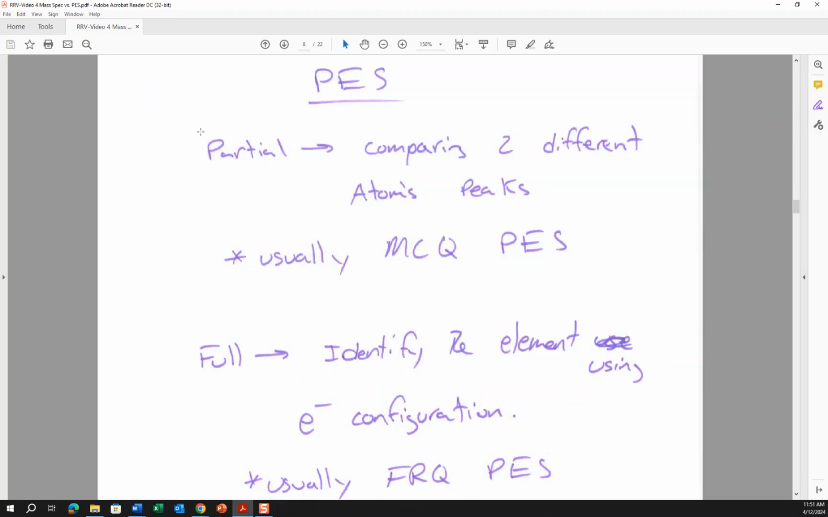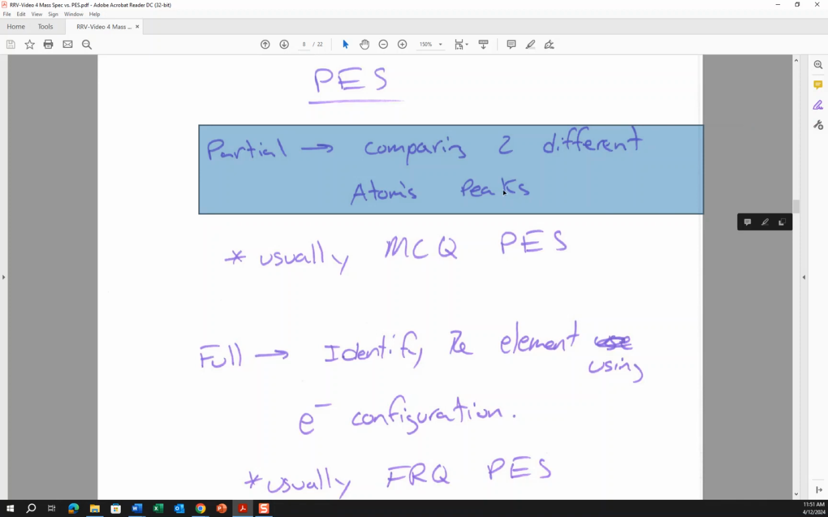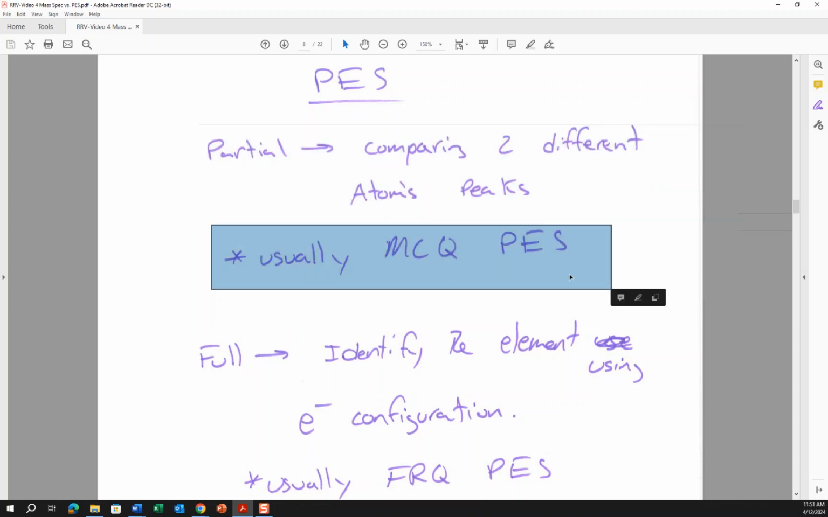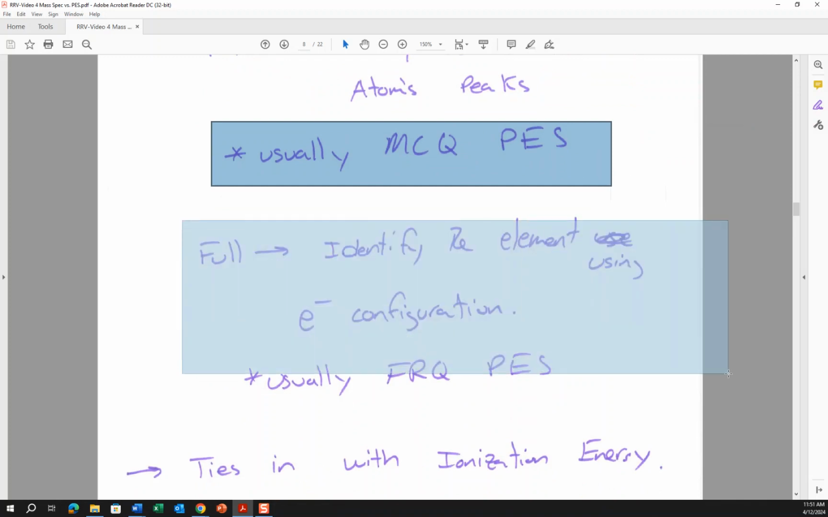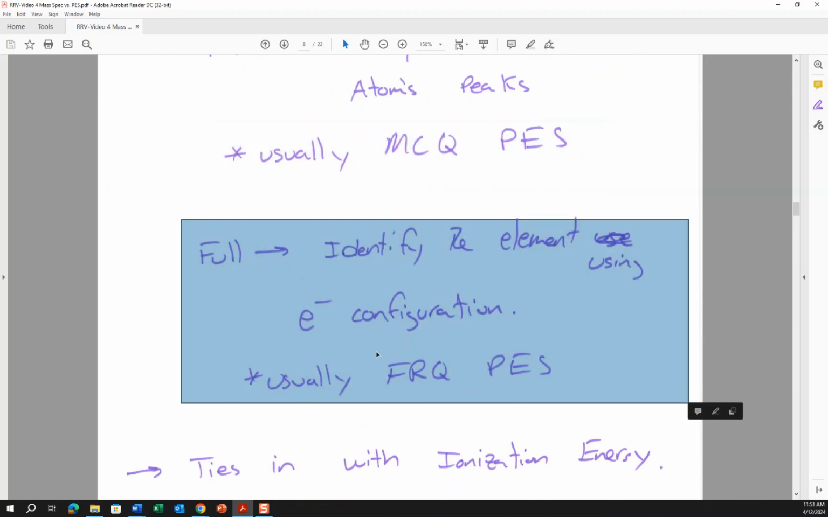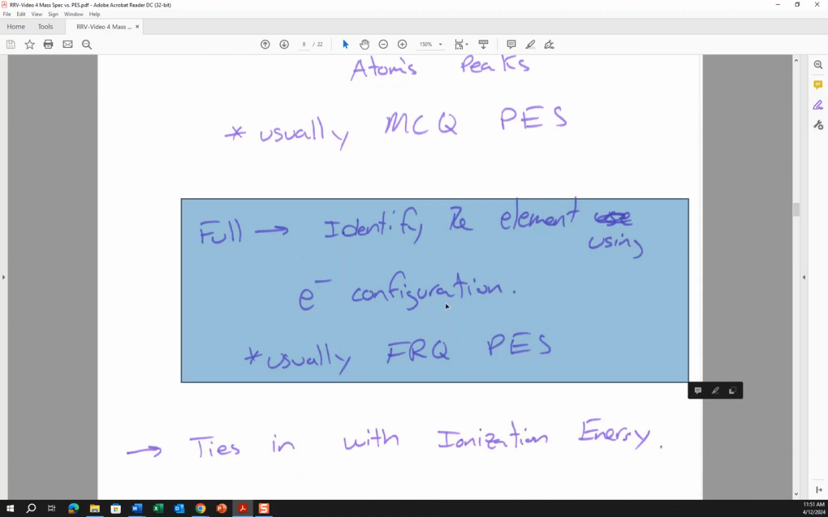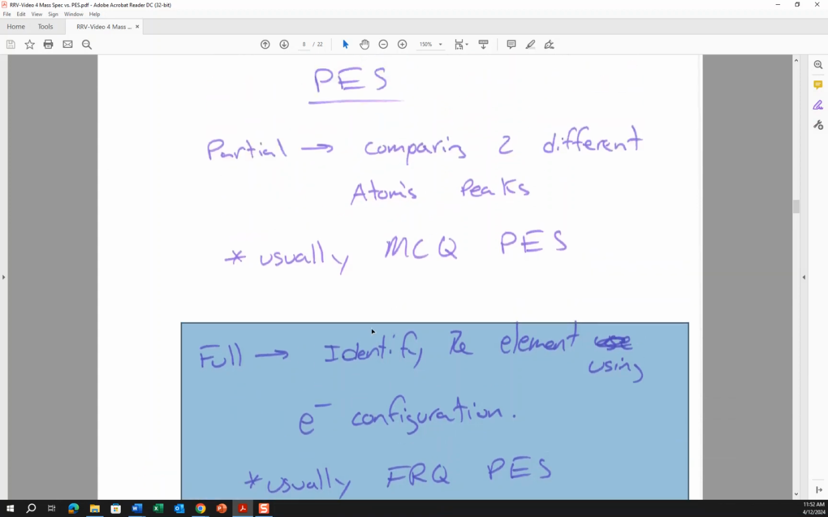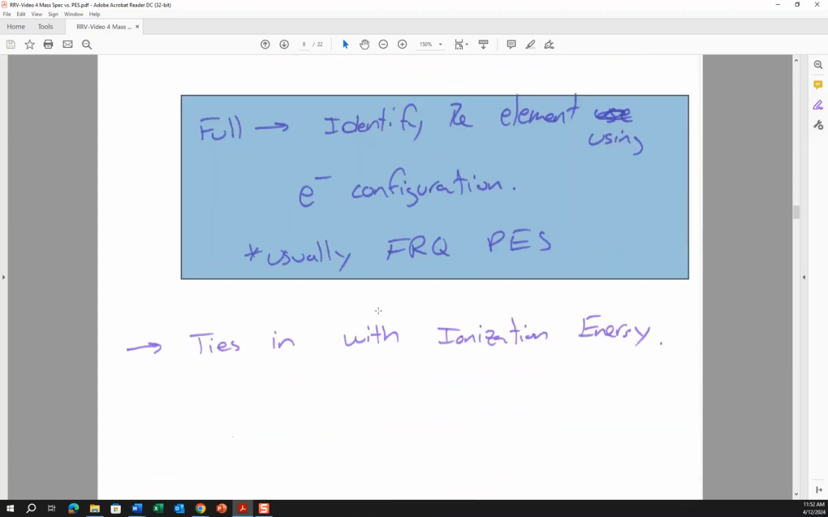Okay, and here's the deal. I've never seen a partial PES on a free response question. I've only seen partial PESs on multiple choice, and I've never seen a full PES on multiple choice. I've only seen full PES on free response. Now, that doesn't mean they might not switch it, but usually if it's a full PES readout, it's going to be on the free response, and if it's a partial, it's going to be on the multiple choice. But that doesn't really mean much, just get used to how to see it.